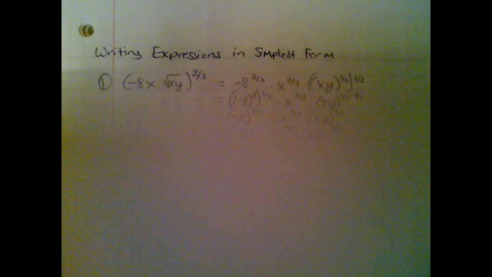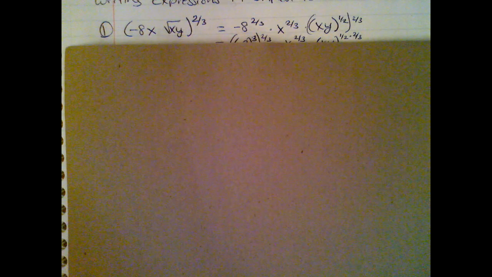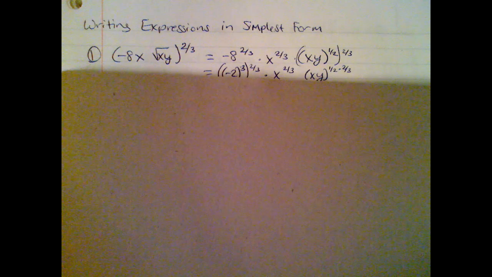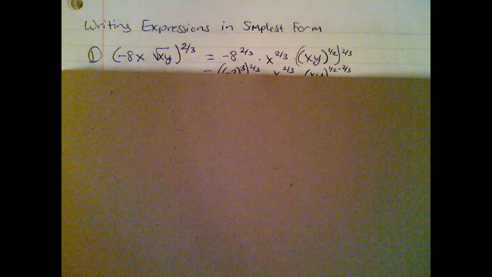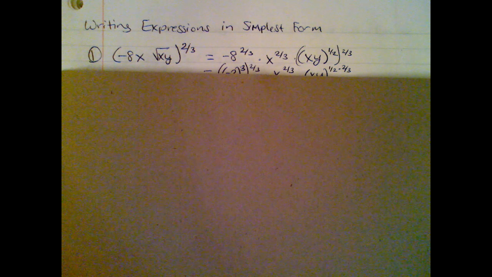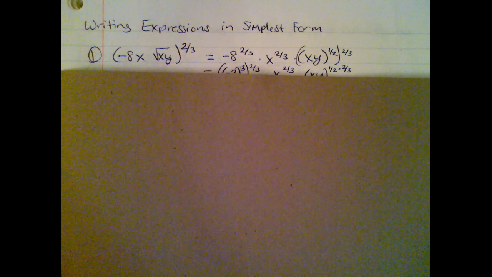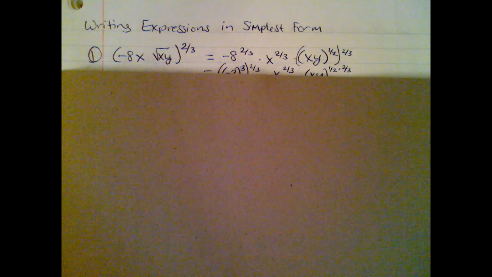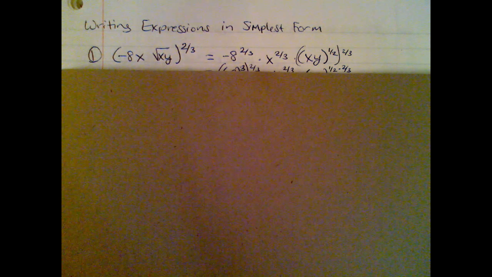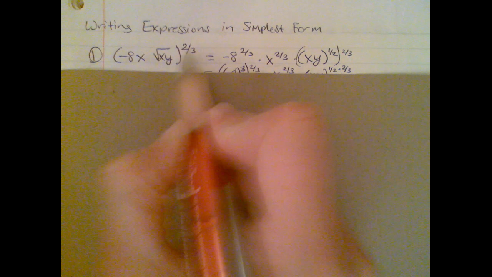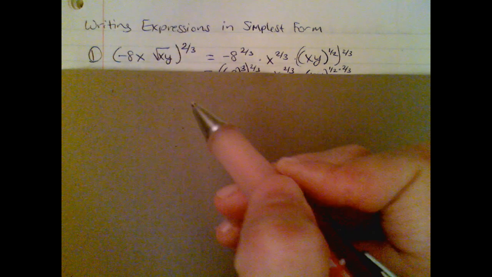The last type of problem we're going to go through in this section is writing expressions in simplest form. So the first problem, we have negative 8x times the square root of... Let me start all over. I think I butchered that. Negative 8x times the square root of xy, to the 2/3 power. There we go. So for this problem, notice this is all in parentheses to the 2/3 power. So that means each of these are to the 2/3 power.